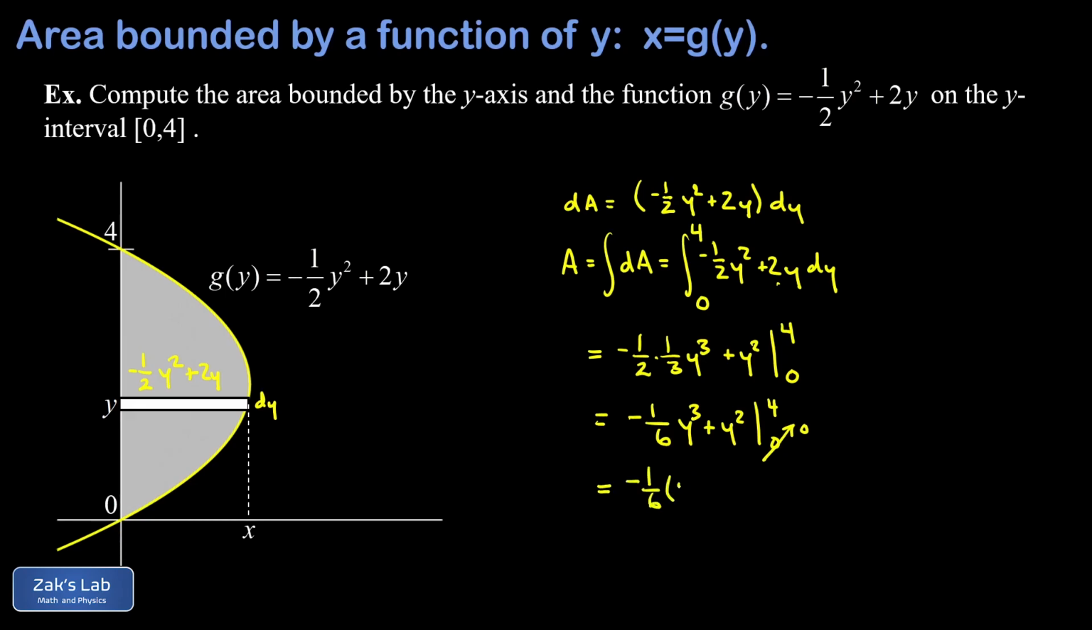I have negative 1/6 4 cubed plus 4 squared. 4 cubed is 64. So I end up with 64 over 6, which is the same as 32 over 3. And then 4 squared is 16. I can multiply 16 by 3 over 3, obtaining 48 over 3. And negative 32 plus 48 is 16. So I end up with 16/3 for my area.